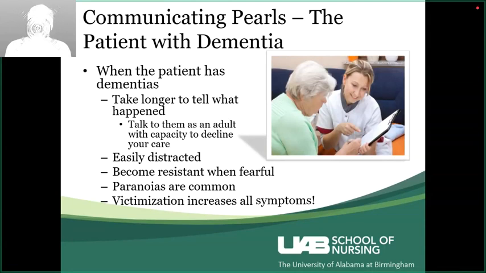Be sure to speak to them as you would any other adult. Even with dementia, they have the capacity to decline your care until that is removed by the court. Expect that they'll be easily distracted, and when fearful about anything, they're going to be resistant. They may be paranoid, and they may deny all information. Trauma-informed care accepts the choices they make and helps reorient the person to the process that you're trying to lead them through.